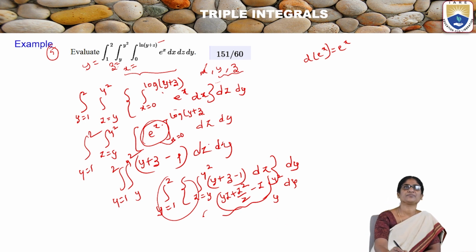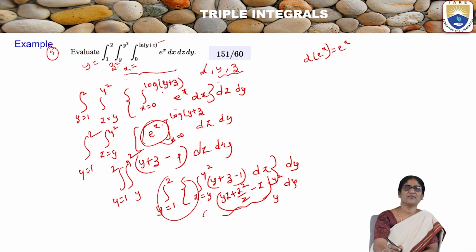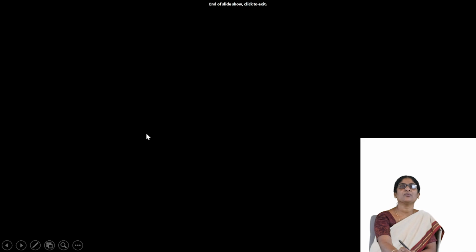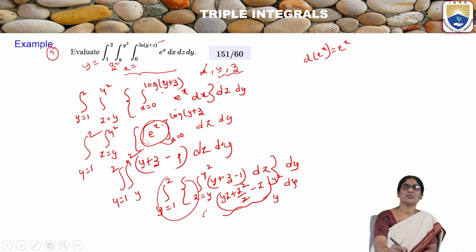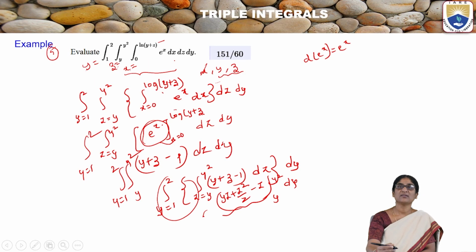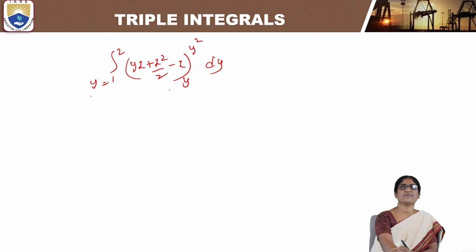So here, integral of y raises from 1 to 2, integral of yz plus z square by 2 minus z into dy, y to y square. So wherever z is there, we need to put it here.